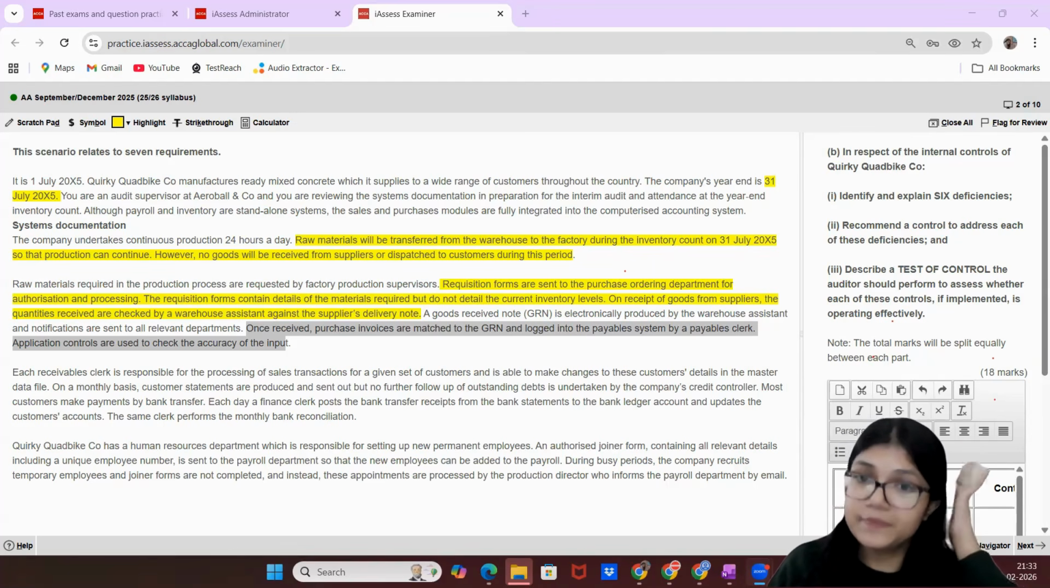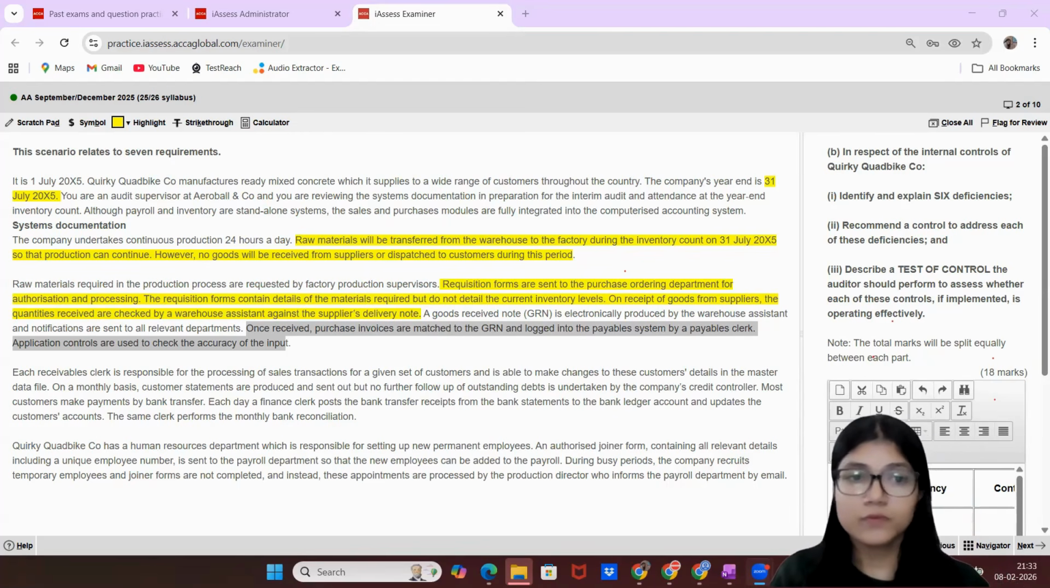Ma'am, if the last line is not written, like if this line, application controls are used to check the accuracy of the input, is not written and only the first line is written, then can we add that the accuracy and completeness of the invoices is not being checked? No, no, no, no. You cannot assume anything on your own. Until and unless they tell you that something is not being done, you cannot assume it is not being done. Similarly, somebody asked me regarding that review is not happening for the payables clerk, right? So again, they have not told us.